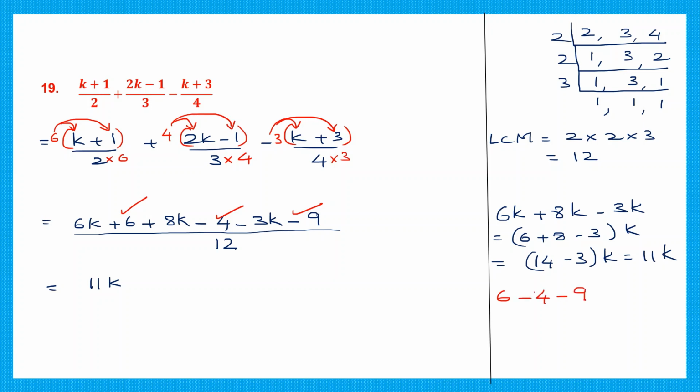So first let's add up these two. Signs are the same, so put the same sign and add. So this will be 6. This will be addition. 9 plus 4 is 13. Now signs are different. Put the sign of the bigger number and subtract. 13 minus 6 is 7. So here we have minus 7 and in the denominator we have 12. So this is our final answer. 11k minus 7 by 12.